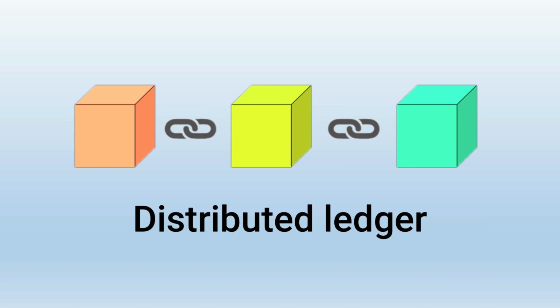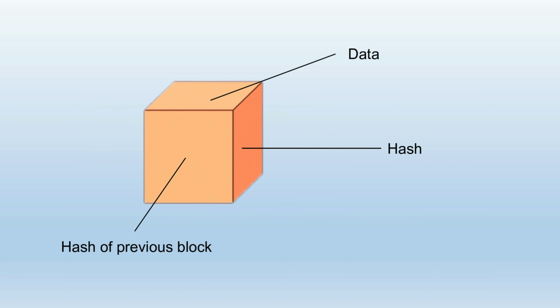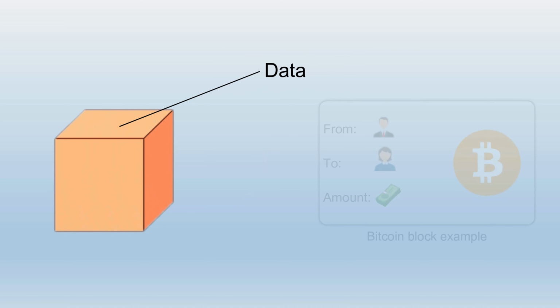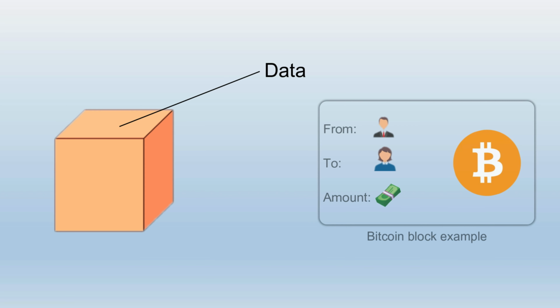They have an interesting property. Once some data has been recorded inside a blockchain, it becomes very difficult to change it. So, how does that work? Well, let's take a closer look at a block. Each block contains some data, the hash of the block, and the hash of the previous block. The data that is stored inside a block depends on the type of blockchain. The Bitcoin blockchain, for example, stores the details about a transaction in here, such as the sender, receiver, and amount of coins.